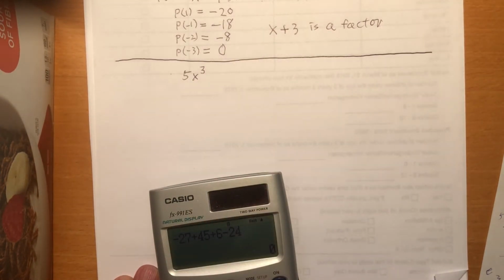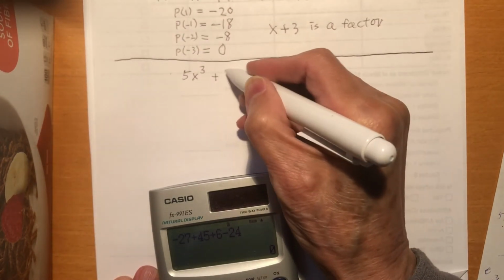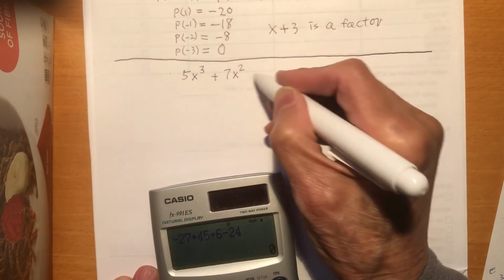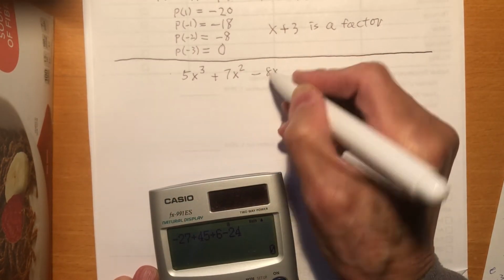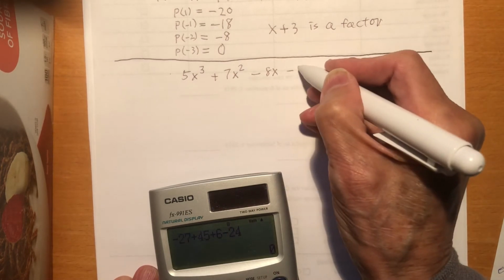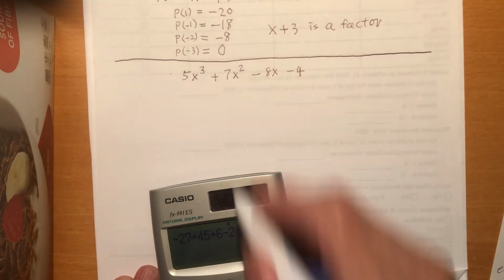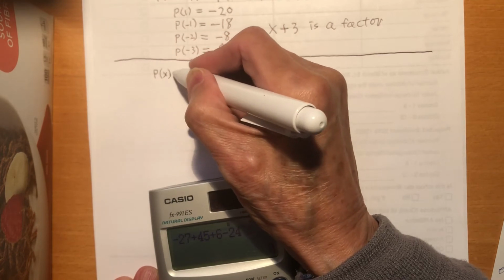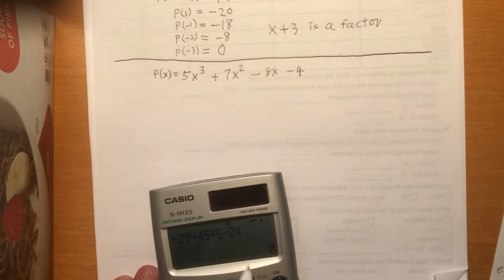5x cubed plus 7x squared minus 8x minus 4. And this is a polynomial in x. Okay, you try 1, -1, and so on.